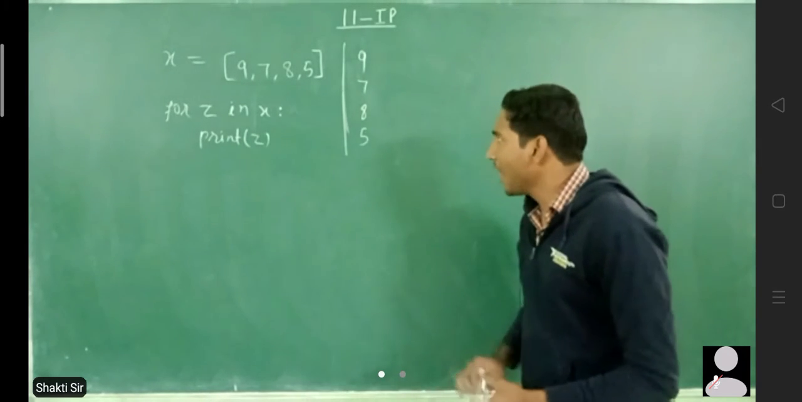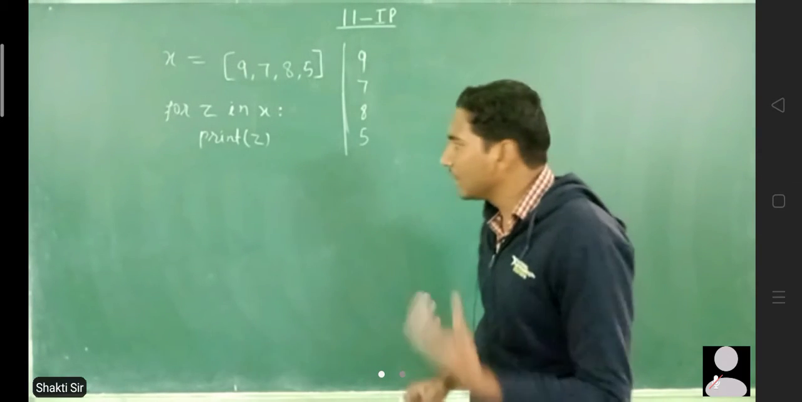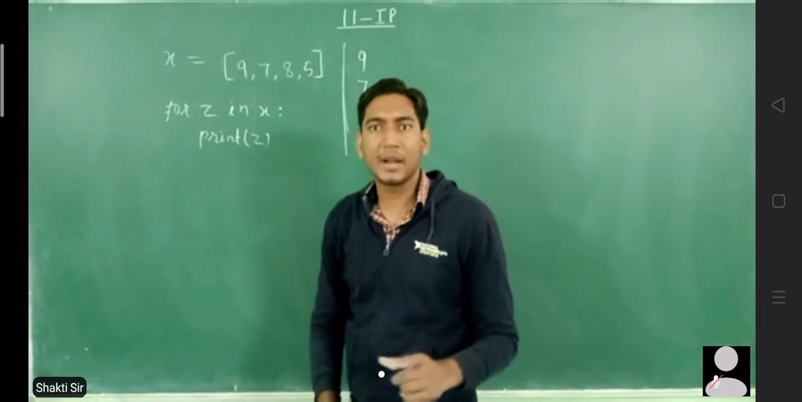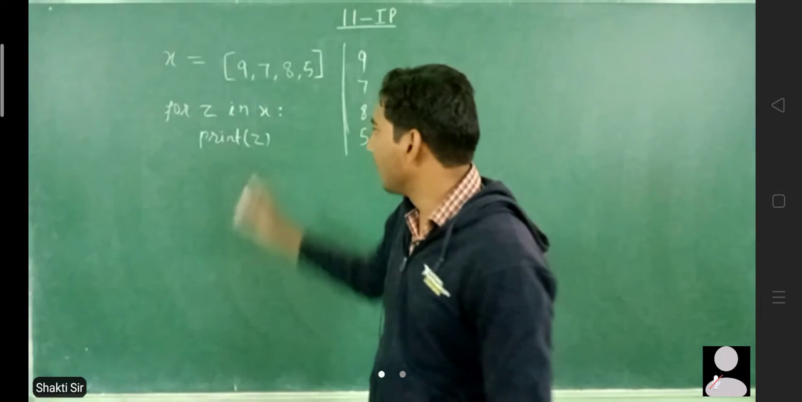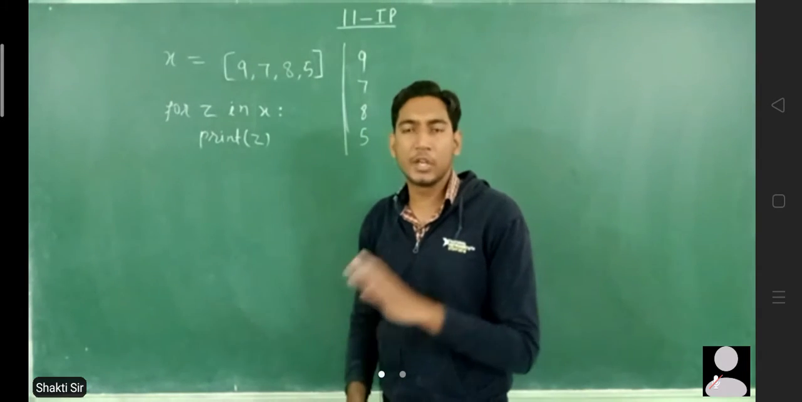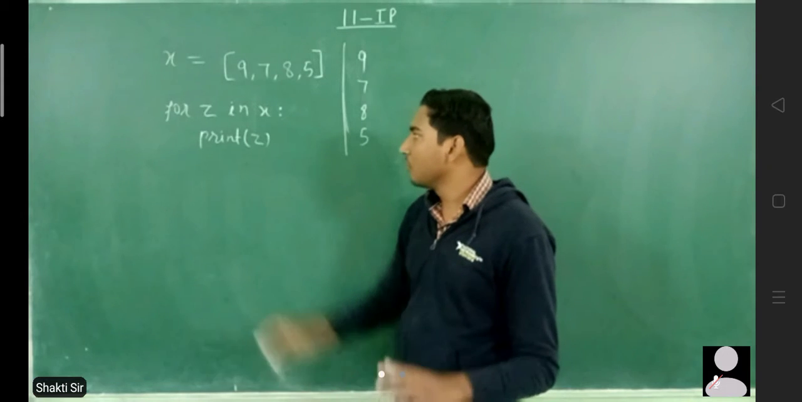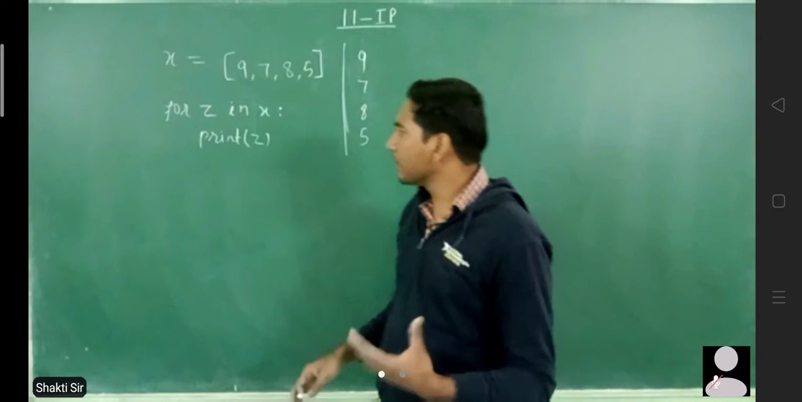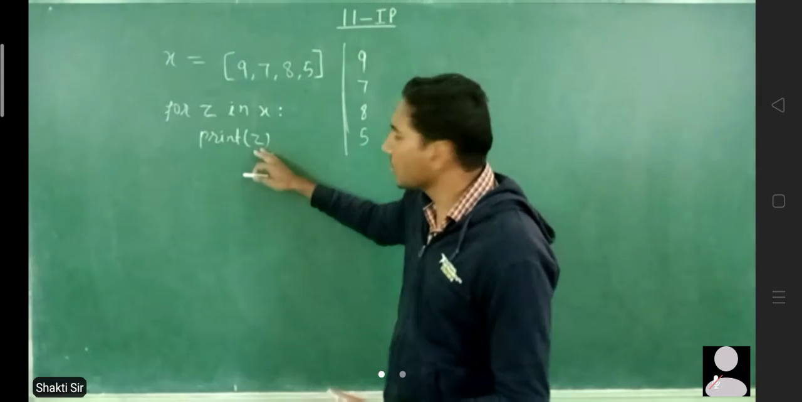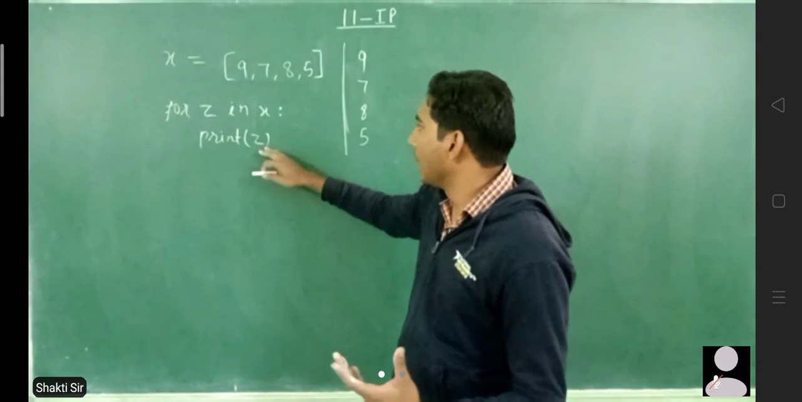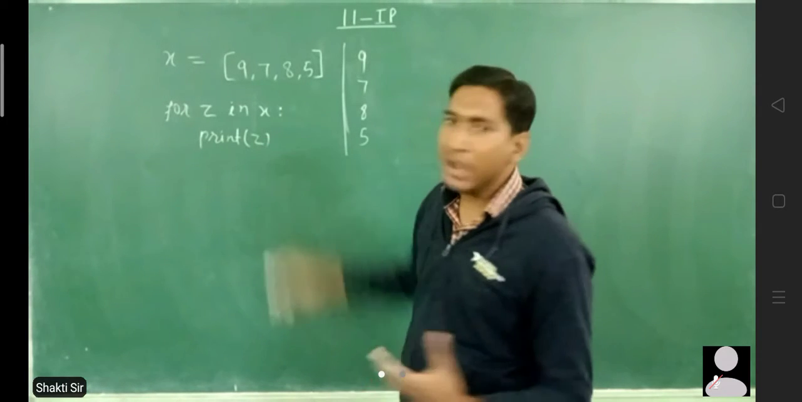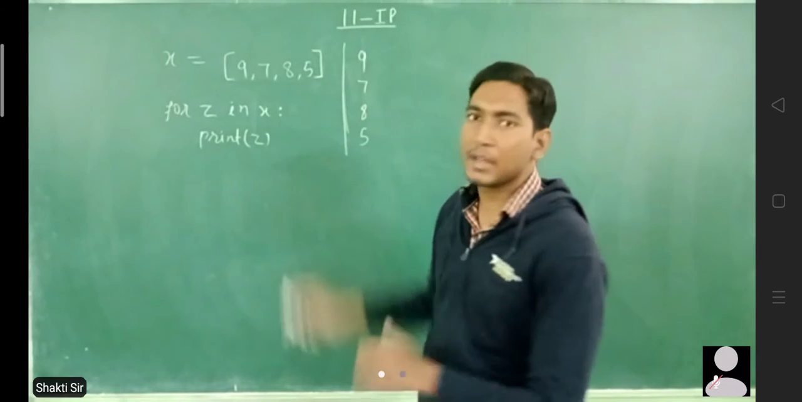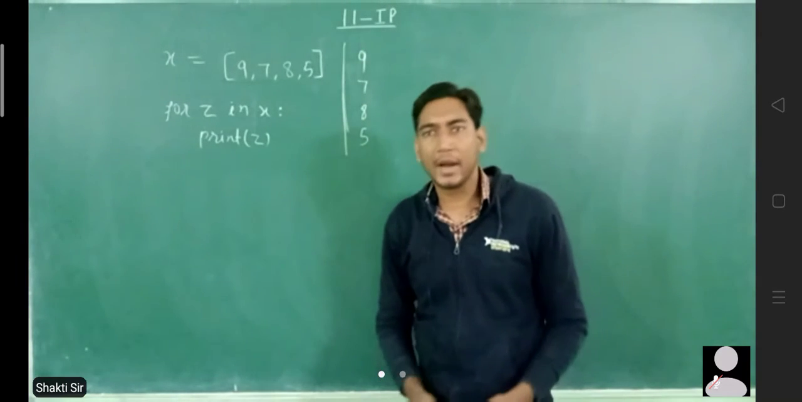Now, why is each of the items printed on a separate line? Because the print function has one more argument, and that is end. The value of that argument is basically the new line character. Whenever you use a print function, in addition to z, a new line character is also printed. So when the value of z is printed, a new line character is also printed because the value of end is a new line character.